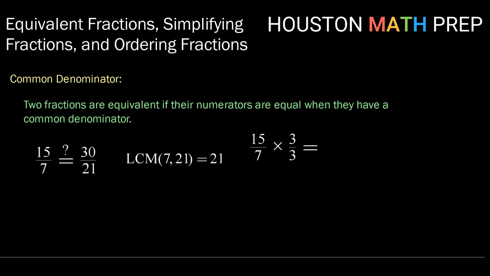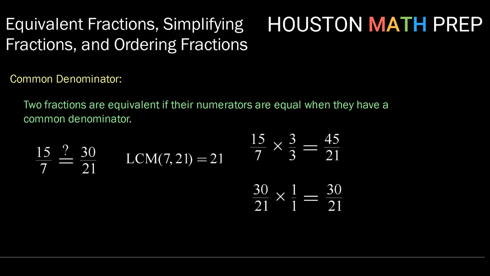So to take 15 over 7 and give it a denominator of 21, we'll need to multiply both the numerator and the denominator by 3, because 7 times 3 makes 21. When we do that, we get an equivalent fraction to 15 over 7 of 45 over 21. Now 30 over 21 already has the denominator of 21 that we need, so we can think about multiplying it by 1 over 1.